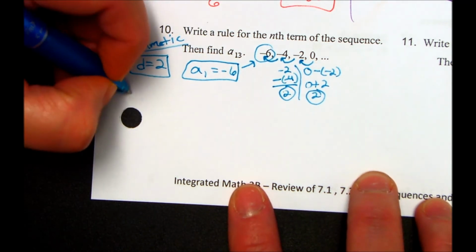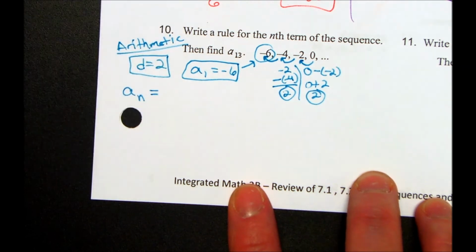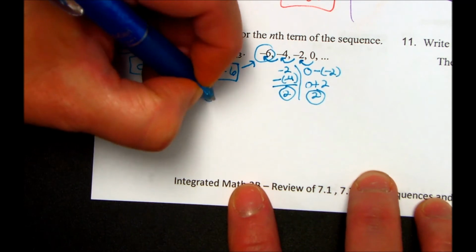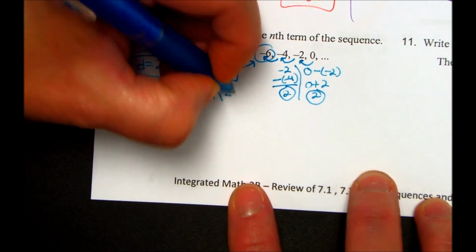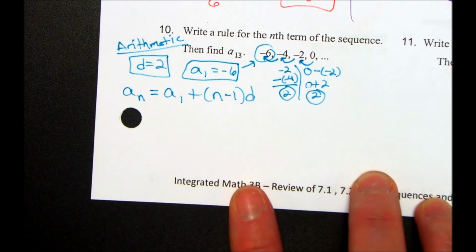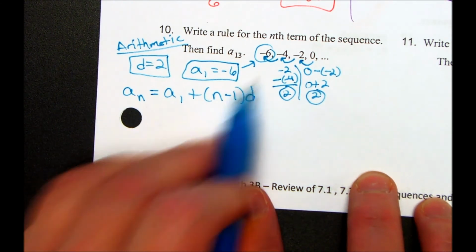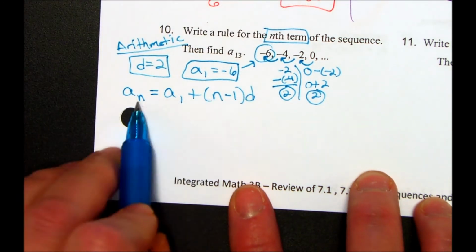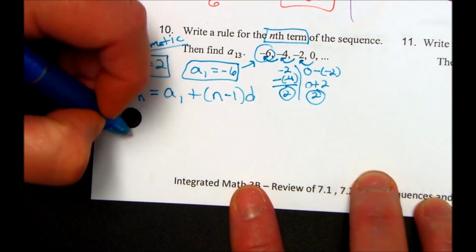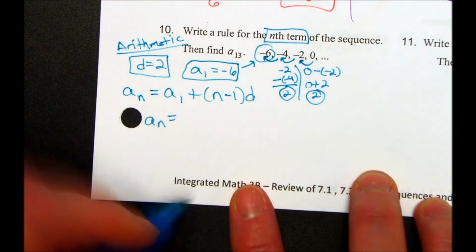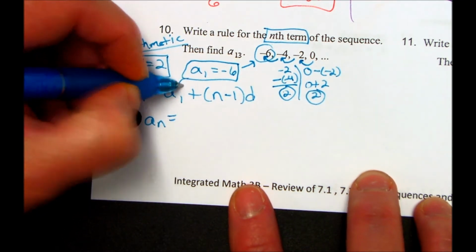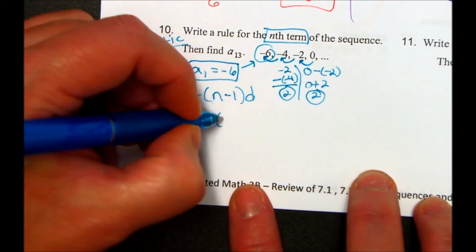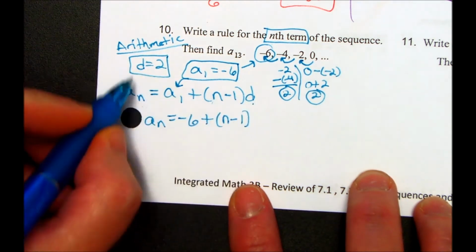The rule for the nth term of an arithmetic sequence is a sub n equals a sub 1 plus n minus 1 times d. So now we're writing the rule for the nth term, which means the n is going to be part of our equation. So rewrite this a sub n, but now substitute your negative 6 for a sub 1. N is again a part of our equation. Our common difference is 2.